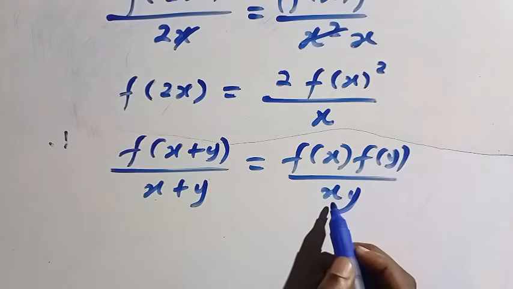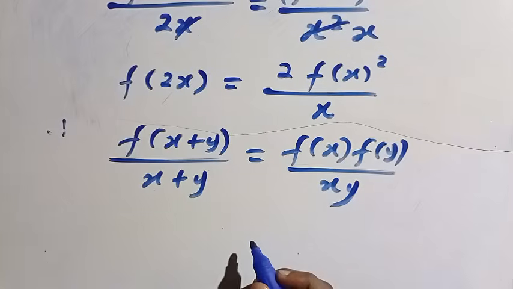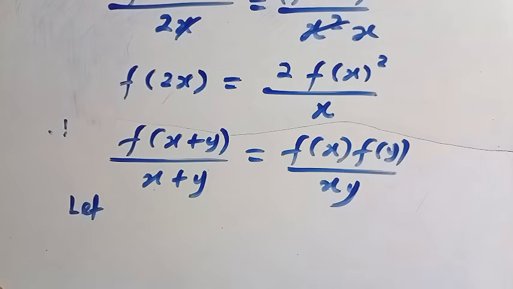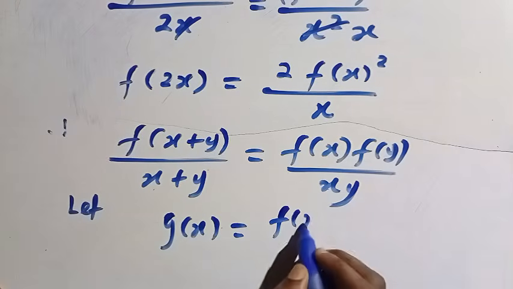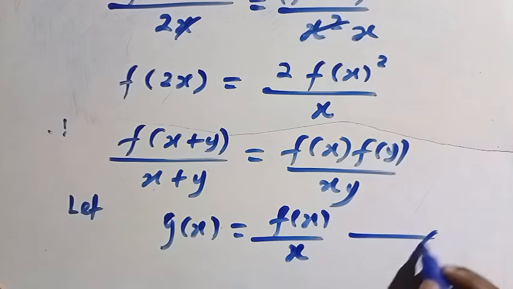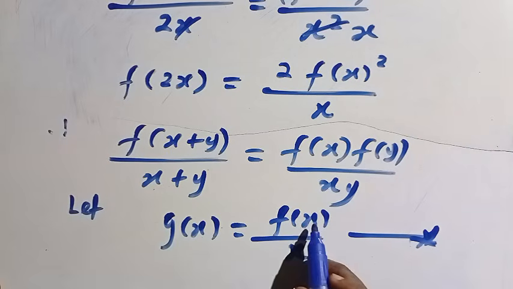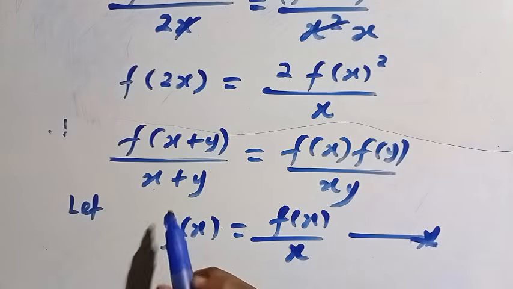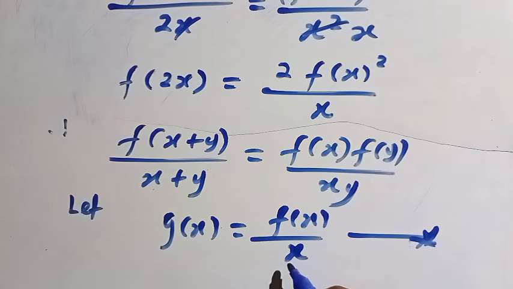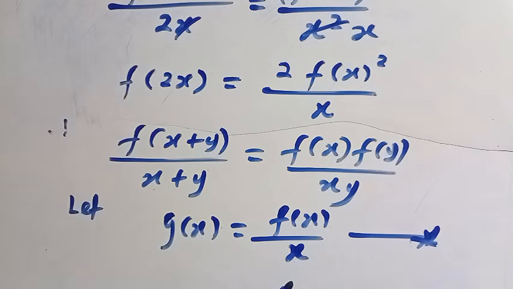This is f of x over x. This is f of y over y. If I borrow another function, let's say g of x, if g of x equals f of x divided by x, it means g of y will equal f of y over y. Definitely g of (x plus y) will equal f of (x plus y) over (x plus y). And if we try to introduce that in this, we are going to get a Cauchy equation. So let's see how we can proceed further.